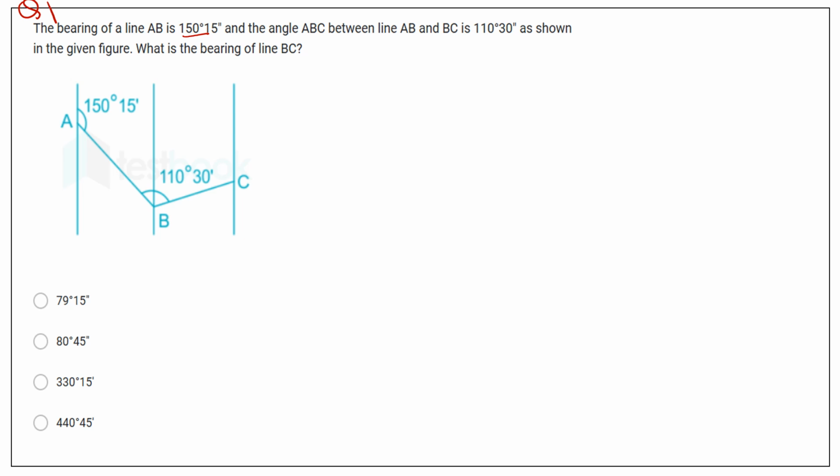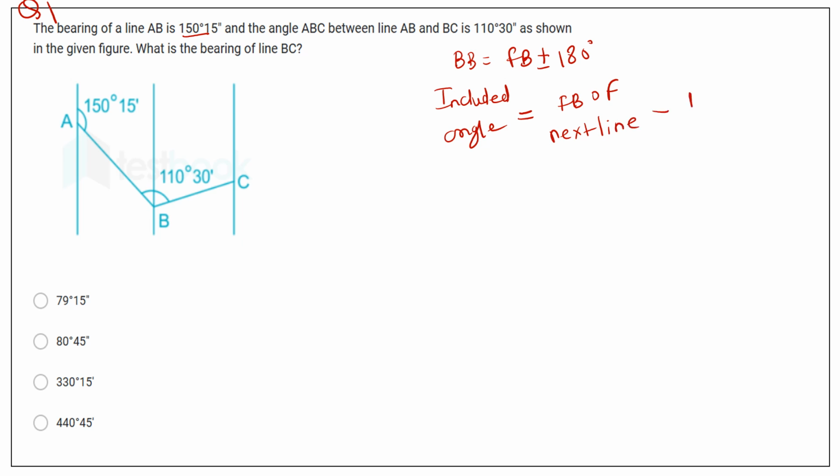The formula to find out the back bearing is: back bearing equals fore bearing plus or minus 180 degree. There is one another formula, which is for included angle. Included angle is equal to fore bearing of next line minus back bearing of previous line. These are the two formulas used to find out the bearing of line BC.